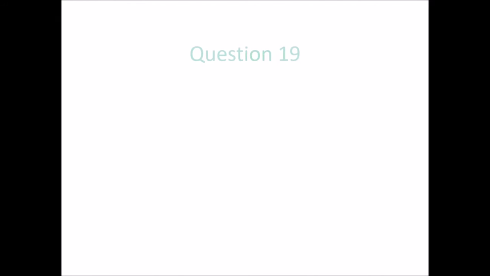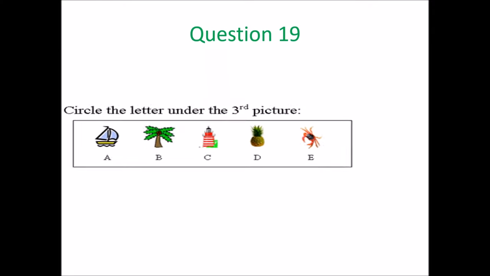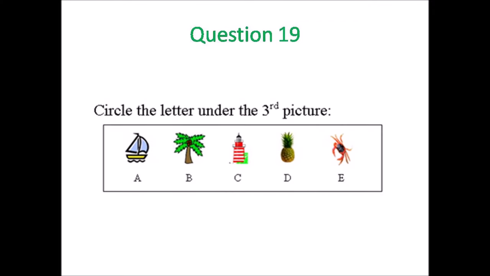And we move on to question 19. Circle the letter under the third picture. So is it A, B, C, D, or E? You look at the pictures, you want to circle the letter under the third picture.